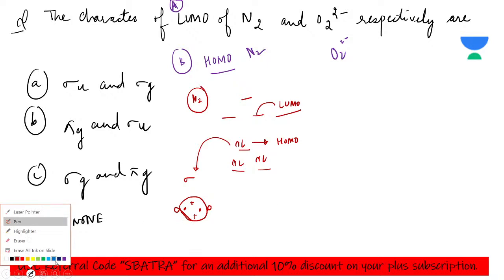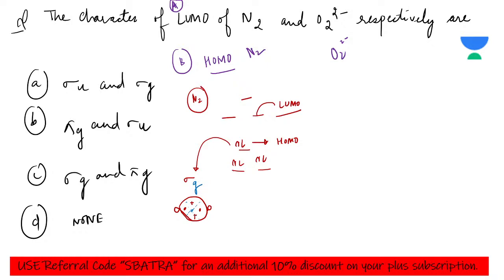Now what we can observe over here is that definitely there is a symmetry element. This is symmetrical in nature, if we just go in this direction. So definitely this one is symmetrical in nature, so I can give the g notation to this particular HOMO.